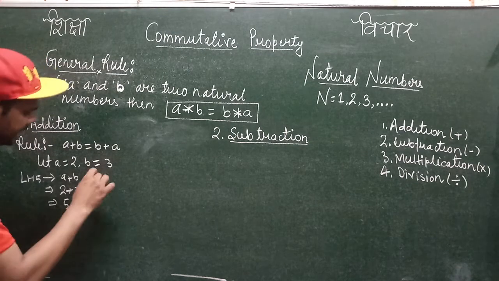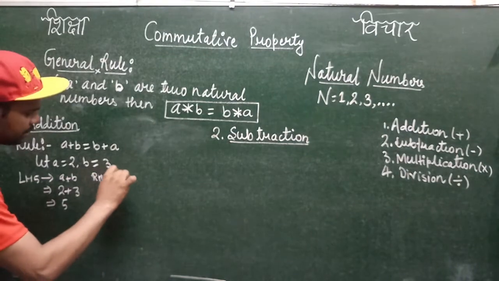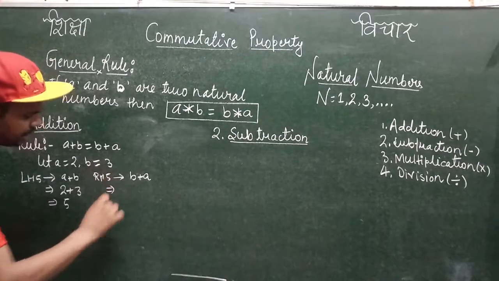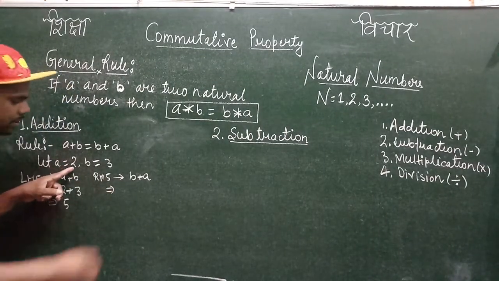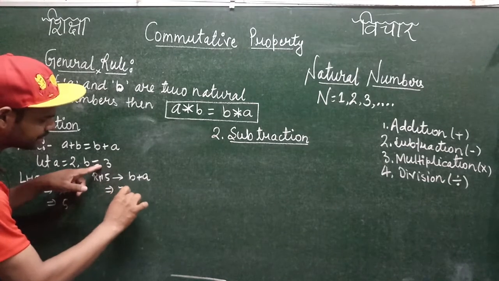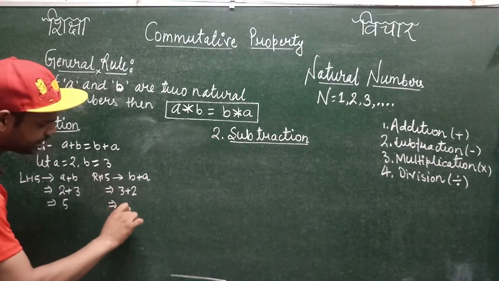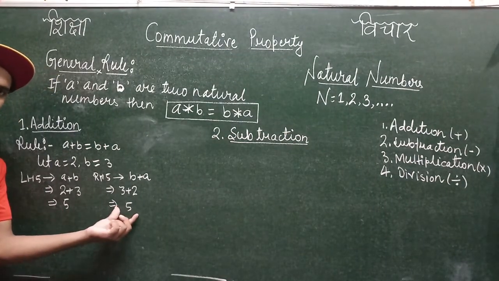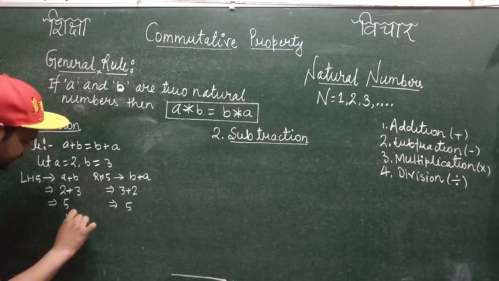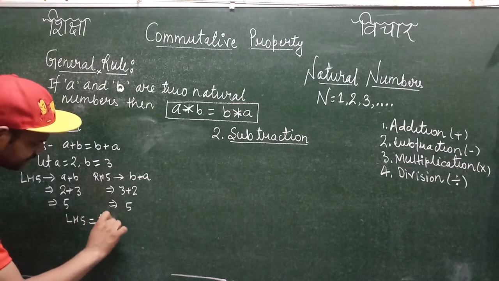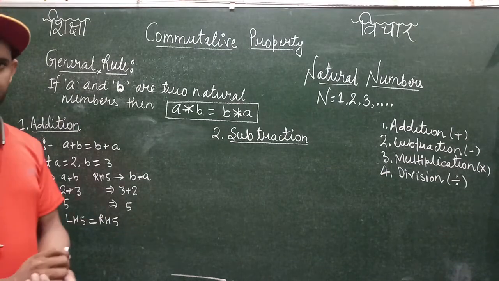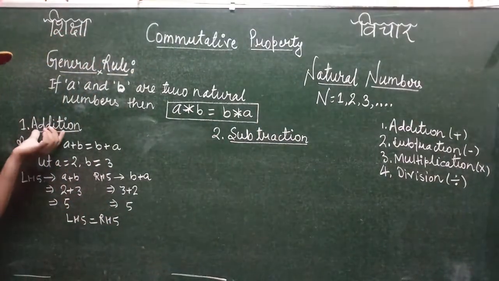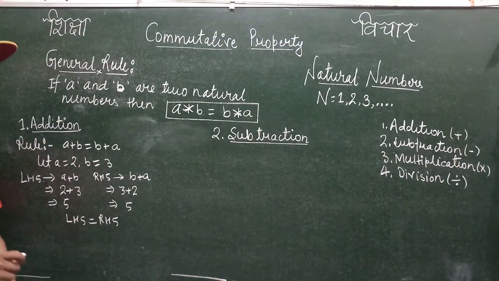Now the right hand side. What is the right hand side in our question? The right hand side is B plus A. Putting the values that we took here, A equal to 2 and B equal to 3, that means 3 plus 2. Whenever we add these two, we get 5. That means the left hand side value is equal to the right hand side value. That means LHS is the same as RHS. What does it mean? It means that commutative property for natural numbers over addition is satisfied. Okay, it was the first case.